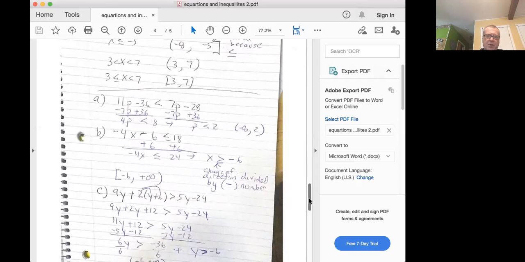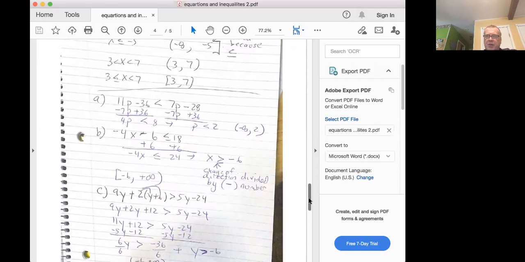Remember, inequalities are handled exactly the same way equations are, except if we multiply or divide by a negative number, we must change the direction of the sign. And so we have 11p minus 36 is less than 7p minus 28. We do the same thing we do with an equation. Subtract 7p and add 36 to both sides. That gives us 4p is less than 8.